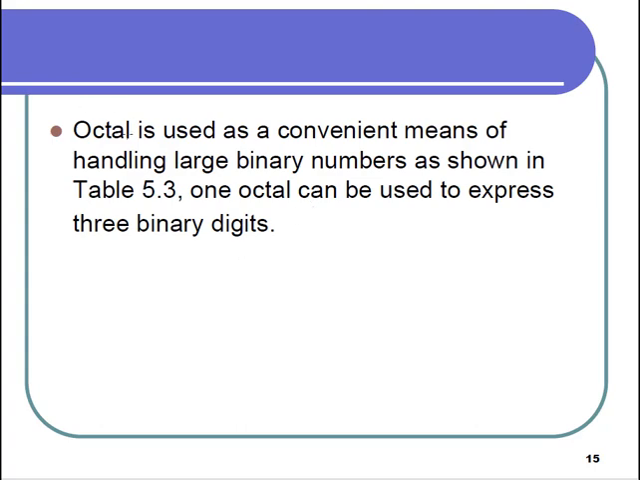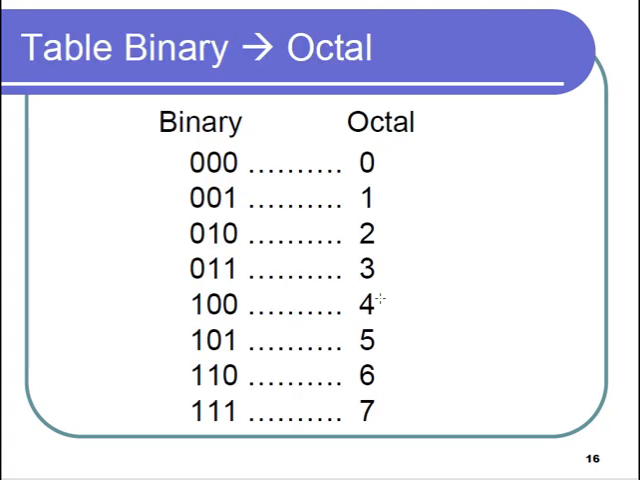Octal is used as a convenient means of handling large binary numbers as shown in the next table. One octal digit can be used to express 3 binary digits. One octal can represent up to 3 binary. Okay, let's look into an example of this in the next slide.